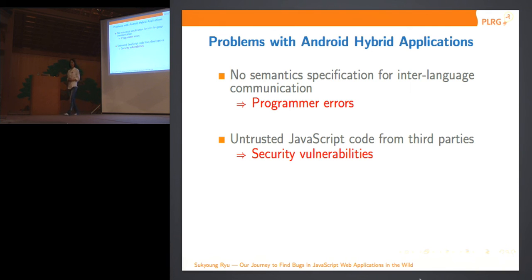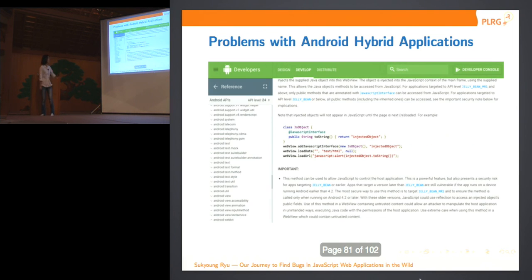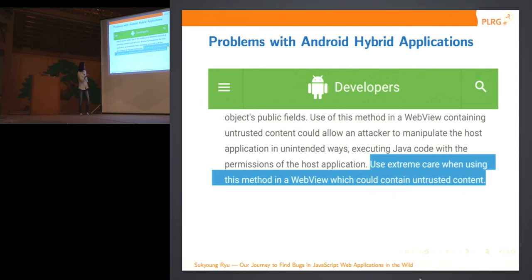A cool or interesting thing is that advertisement platforms are really vulnerable. We are also still writing a paper about it. There are holes here and there, everywhere. So this is one document about how to interact with Android Java and JavaScript, just one homepage, one page. If you look closely, it says that use of this method in a web view containing untrusted content could allow an attacker to manipulate the host application. Use extreme care. That's it.